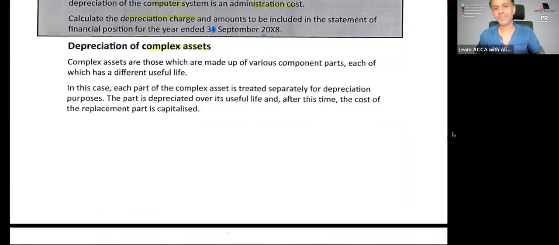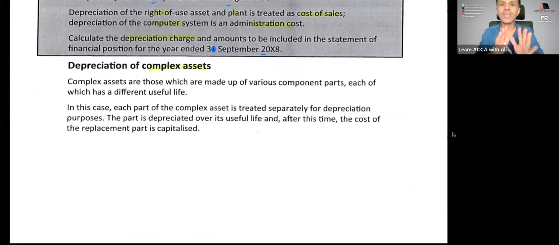Complex asset. Don't be worried. Just the name is complex. The topic is not complex. What is a complex asset? A complex asset is a big asset, a huge asset that will have various components, with each component having its own useful life.